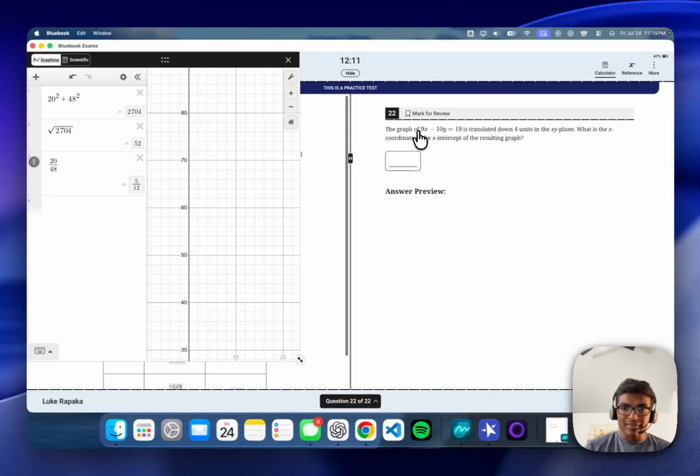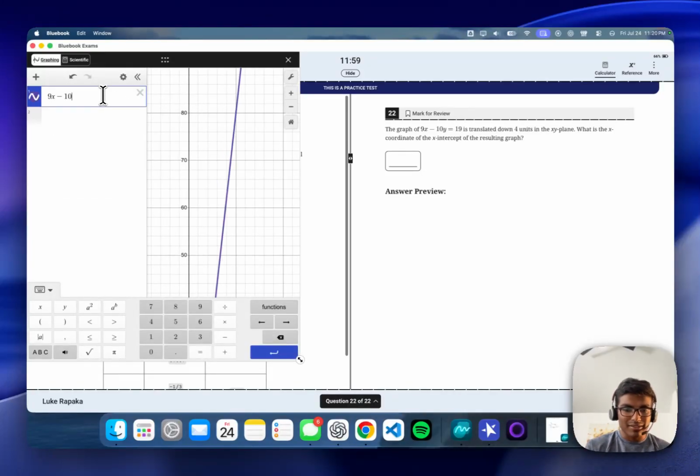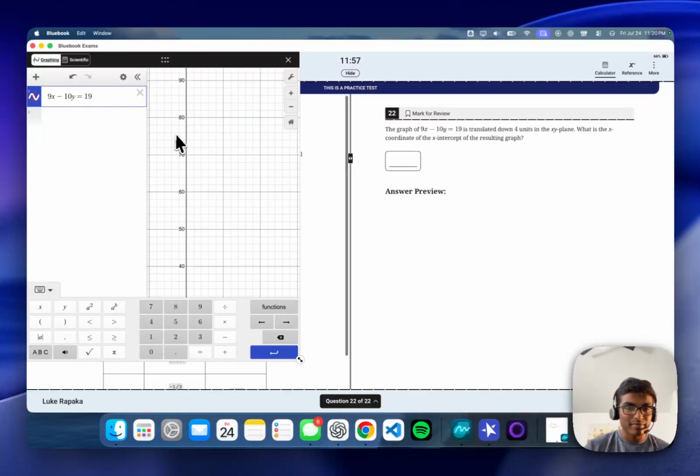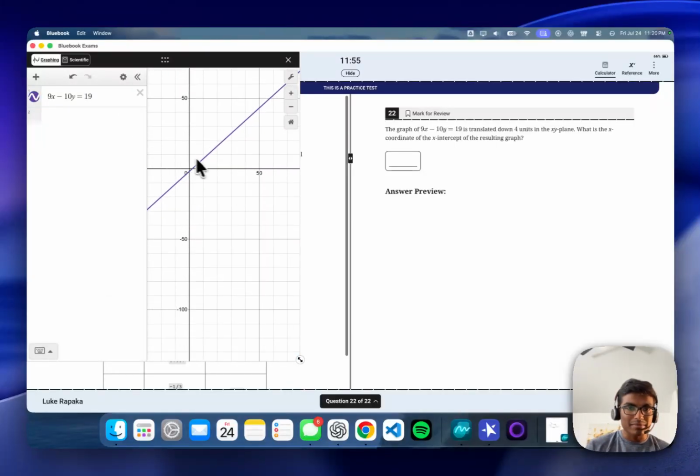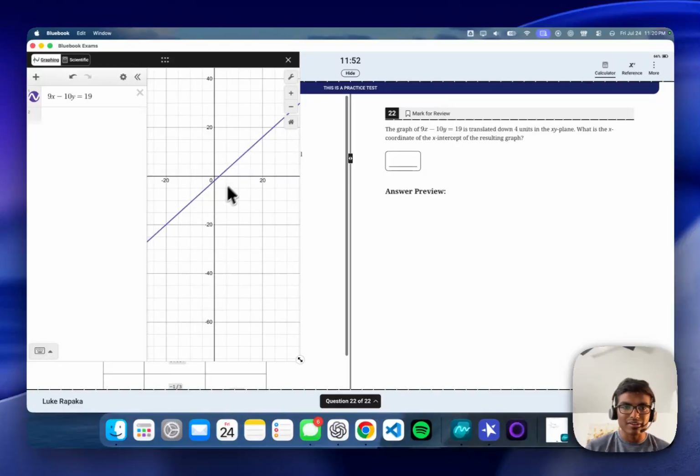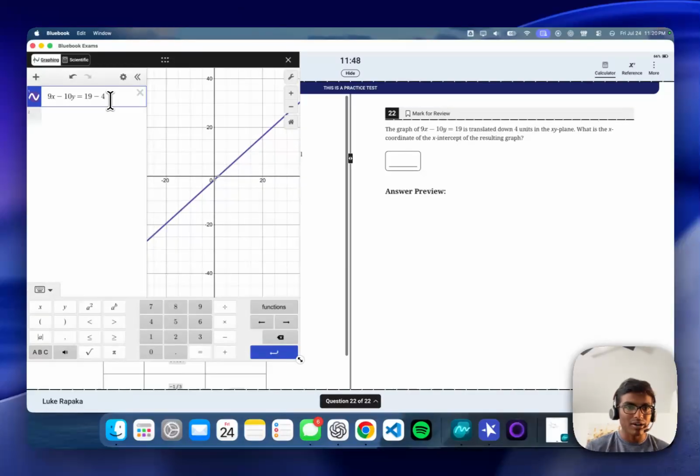The graph of 9x minus 10y equals 19 is translated down 4 units. What is the result? Okay. Let's just graph this out, right? 9x minus 10y equals 19. That's that, right? This is the current line. What I would literally just do is just move this down 4. So here. So that's the original equation in purple. 9x minus 10y equals 19 minus 4.